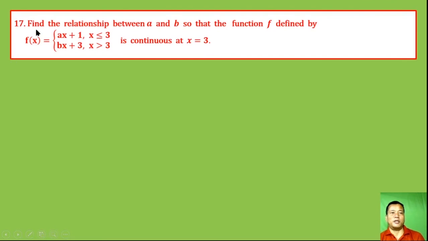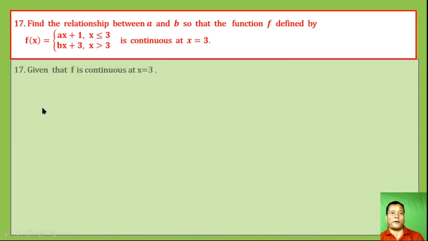Question number 17. Find the relationship between a and b so that the function f defined by f of x is continuous at 3. We have to find the relationship between a and b, given that f is continuous at 3.